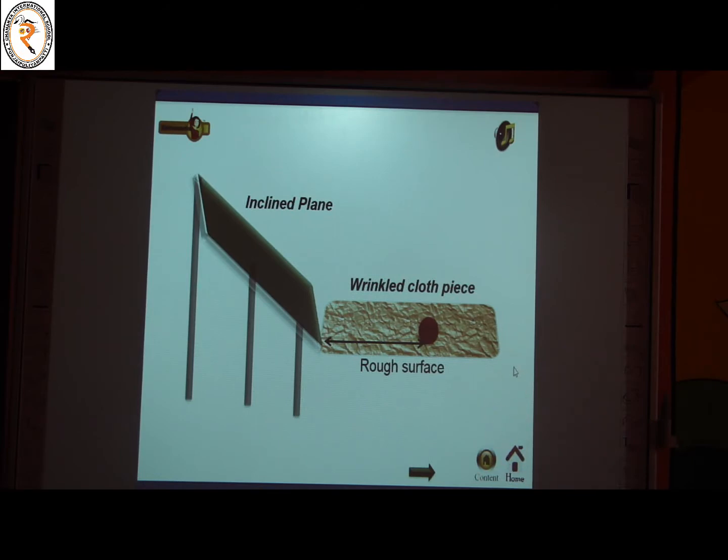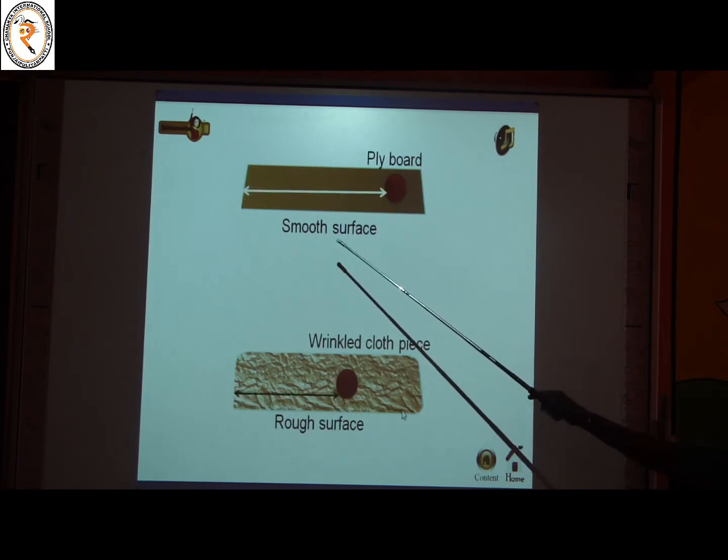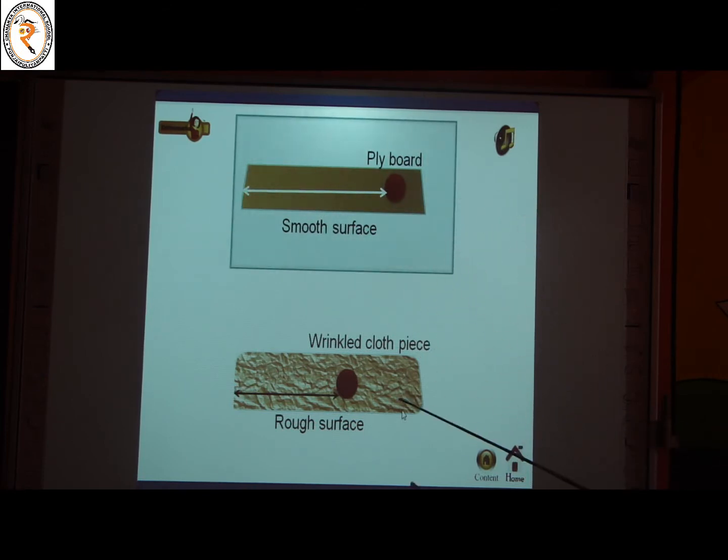The next one. This is the plywood, the smooth surface, so the ball moves faster. The second one is a wrinkled cloth piece, a rough surface. In this, the movement of the ball is less compared to the smooth surface.